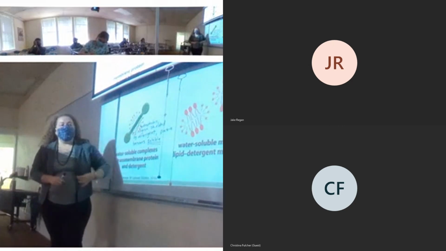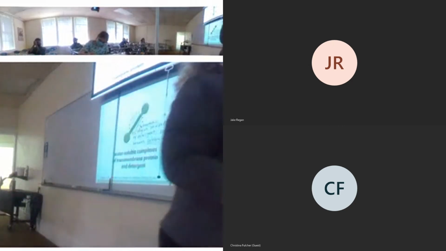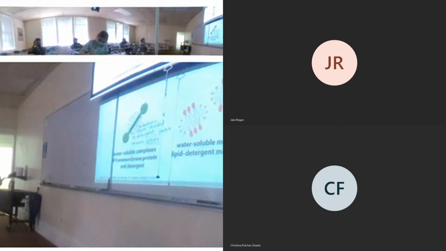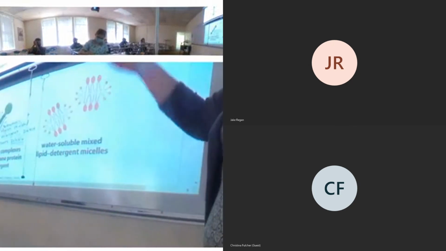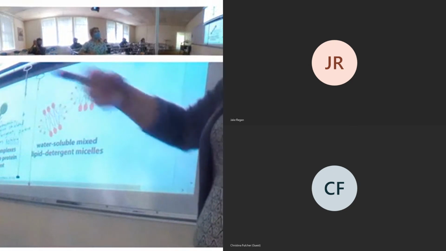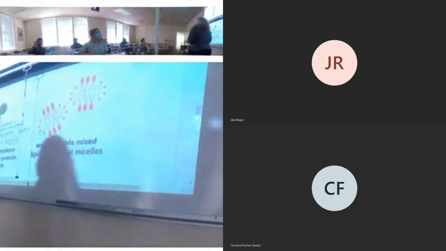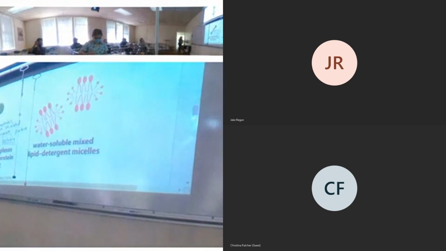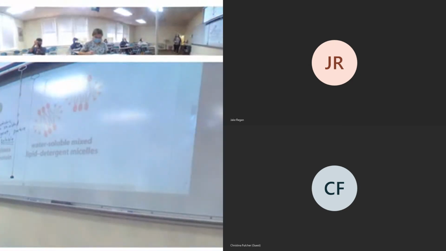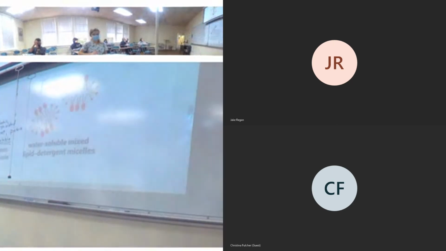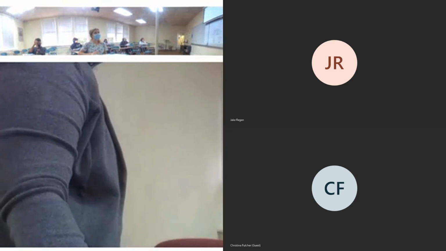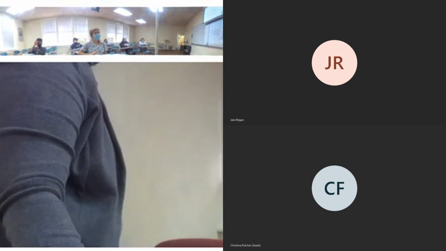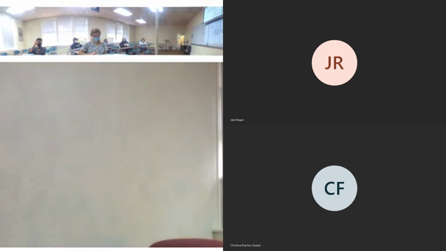And today when we're doing our protein extraction, there's going to be detergent in that buffer that's going to help membrane proteins get soluble so then we can load it in a gel. And remember, the one for today is sodium dodecyl sulfate, SDS. SDS is the detergent today for lab.